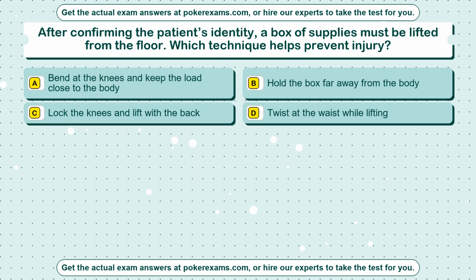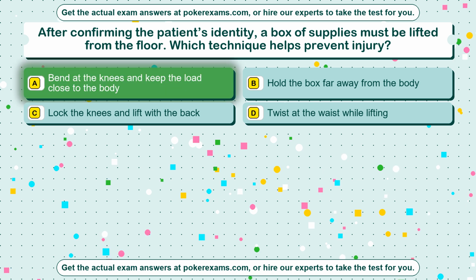Question 13. After confirming the patient's identity, a box of supplies must be lifted from the floor. Which technique helps prevent injury? Option A. Bend at the knees and keep the load close to the body. Option B. Hold the box far away from the body. Option C. Lock the knees and lift with the back. Option D. Twist at the waist while lifting.